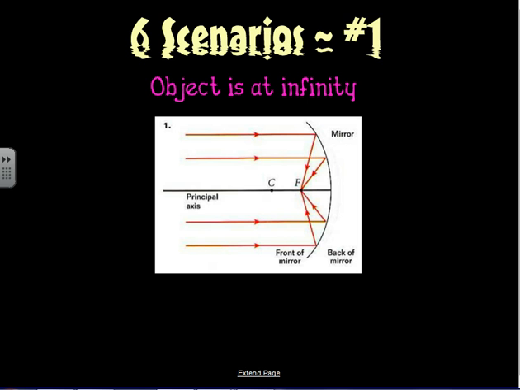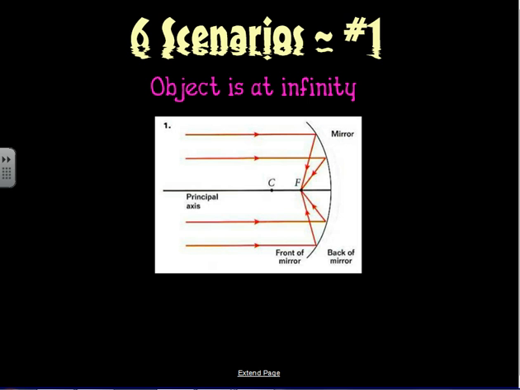The first scenario is where the object is located at infinity. Infinity in this case is a relative term. It just means really far away compared to the size of this mirror. So for example, if the radius of your mirror was 10 centimeters, something that's 5 meters away would be considered infinity. As a matter of fact, something that's 2 or 3 meters away would probably even be considered infinity in that case.